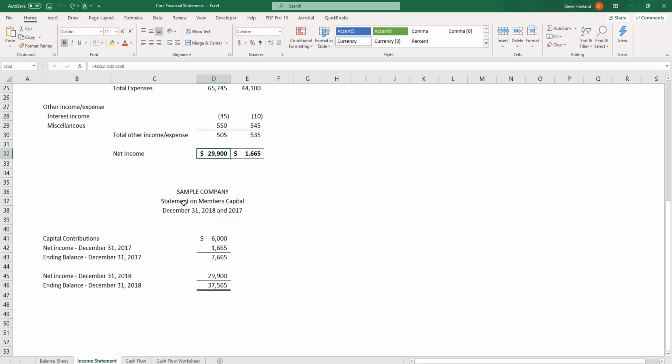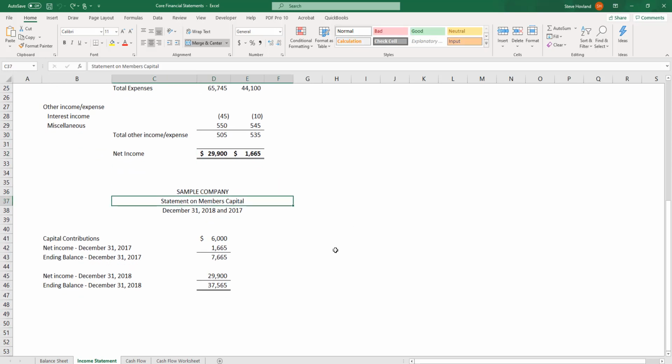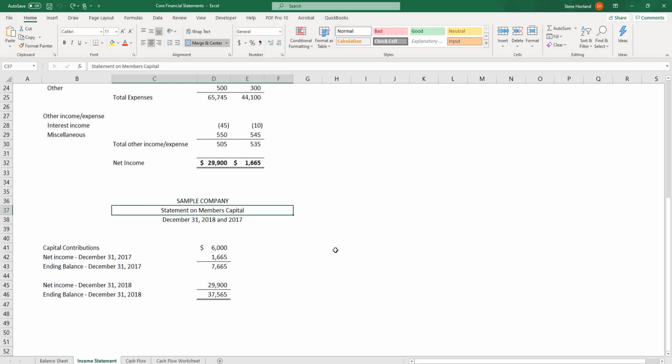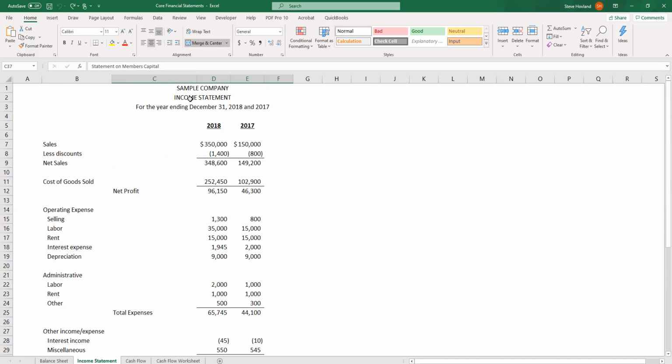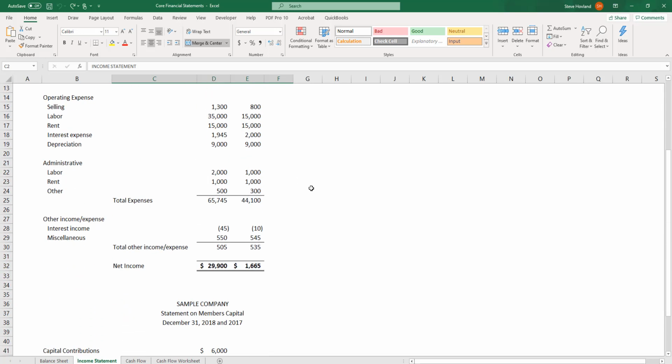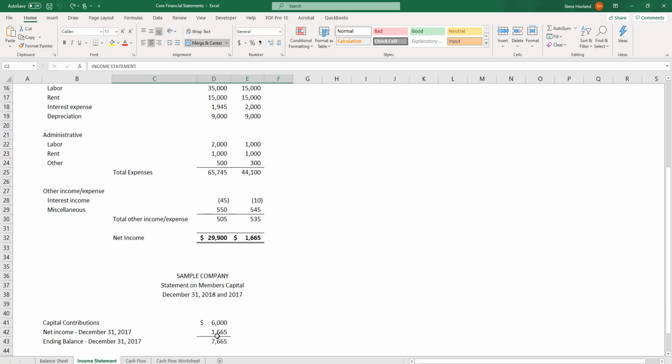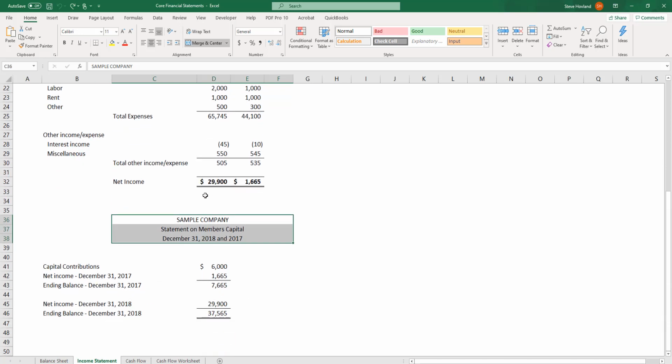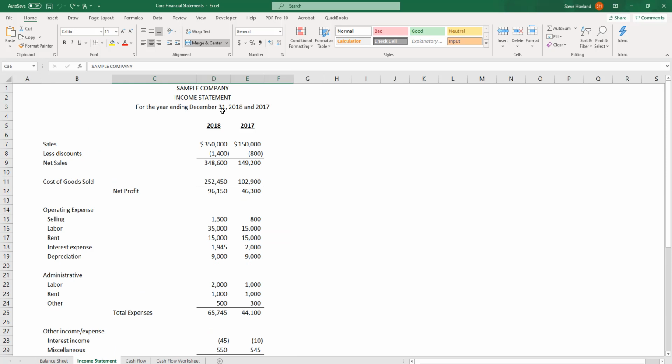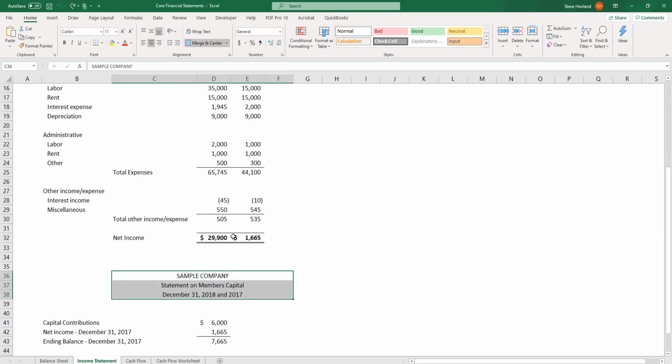So now we come down to the statement of members' capital. If you've ever had audited financial statements, you probably have seen a title up here that says income statement and members' capital, or income statement and statement of retained earnings. The reason is that when you close out your financials, you close out the net income to the equity. Because they're so intertwined, a lot of times you will see this statement as part of the income statement. Normally you wouldn't see this header put here. I broke them out so you can see a clear break between those two statements.